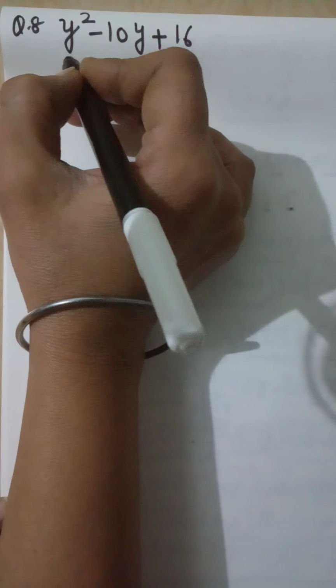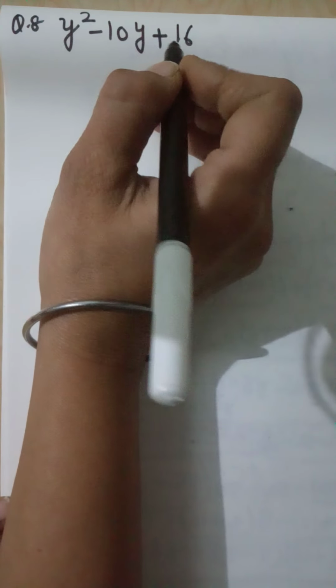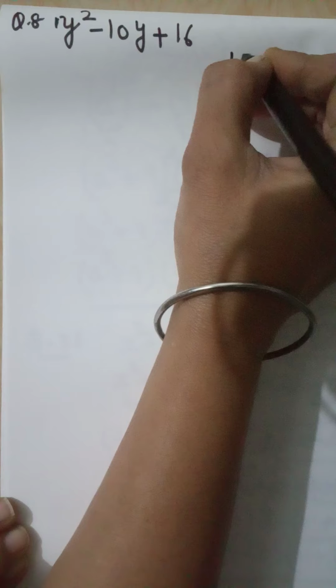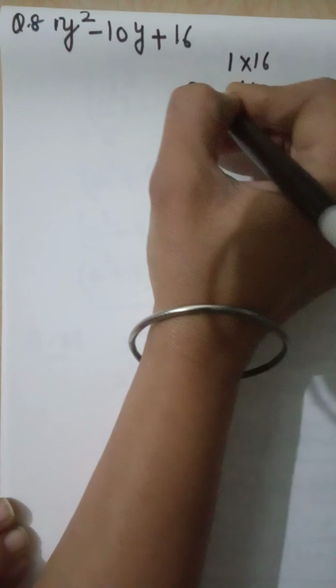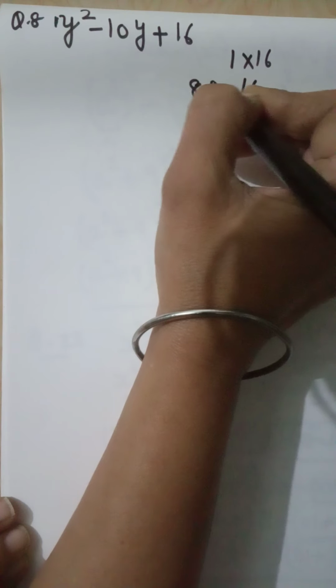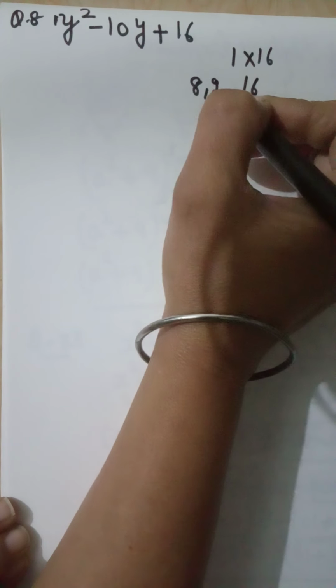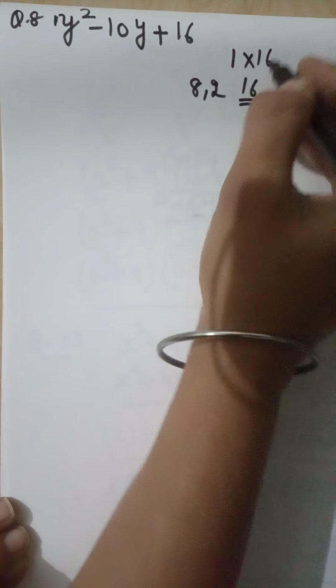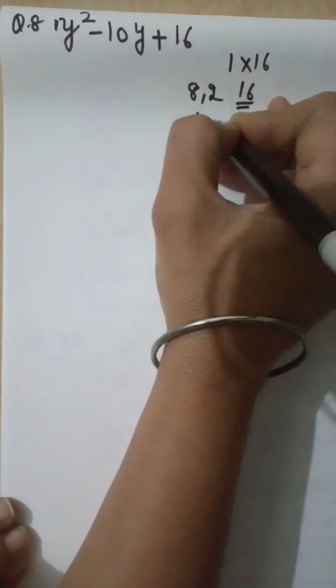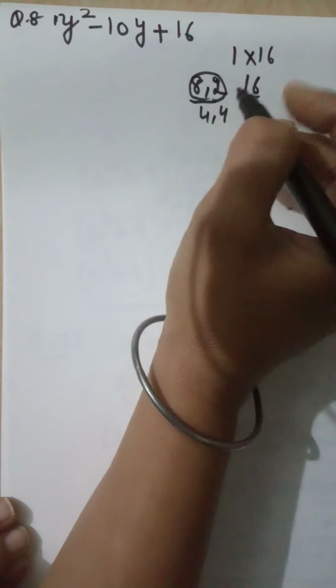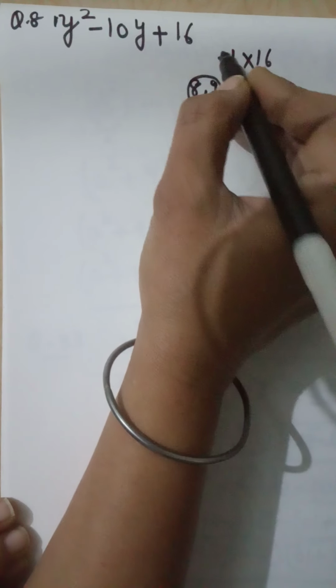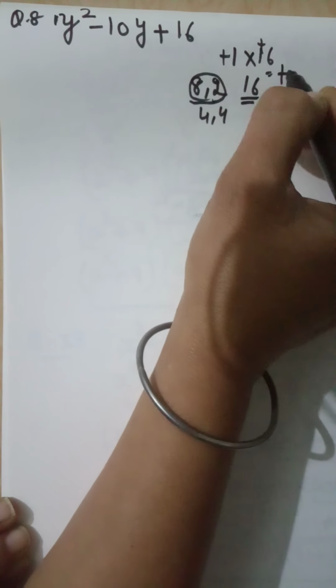Now question number 8, y square minus 10y plus 16. Multiplication of first and last term, 1 into 16, you get 16. Clear? Now break this 16 into two terms. 8 and 2. If you multiply, 8 twos are 16, and 8 plus 2 becomes 10. Clear? But if you break this as 4 into 4, 16, and if you add 4 plus 4 it will be 8. So this will not satisfy. Clear? Now the product will be plus, plus into plus is plus.